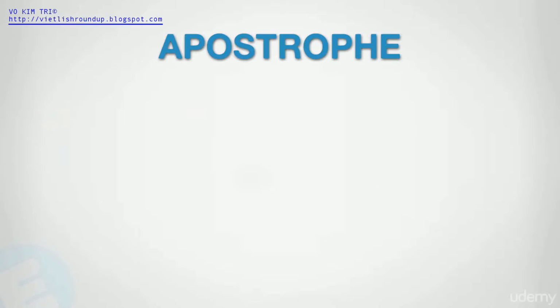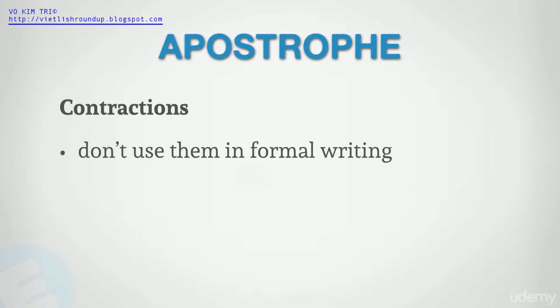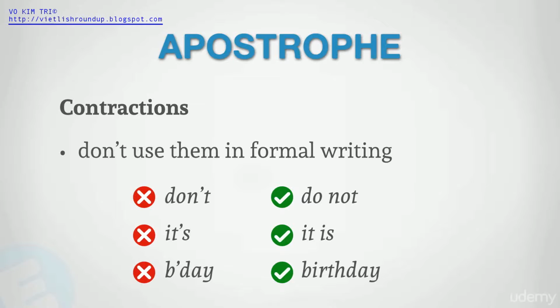One of the most common apostrophe uses is for contractions. If you remember from our previous lessons, you shouldn't use contractions in formal email writing. So no don't, it's, and b-day for birthday.